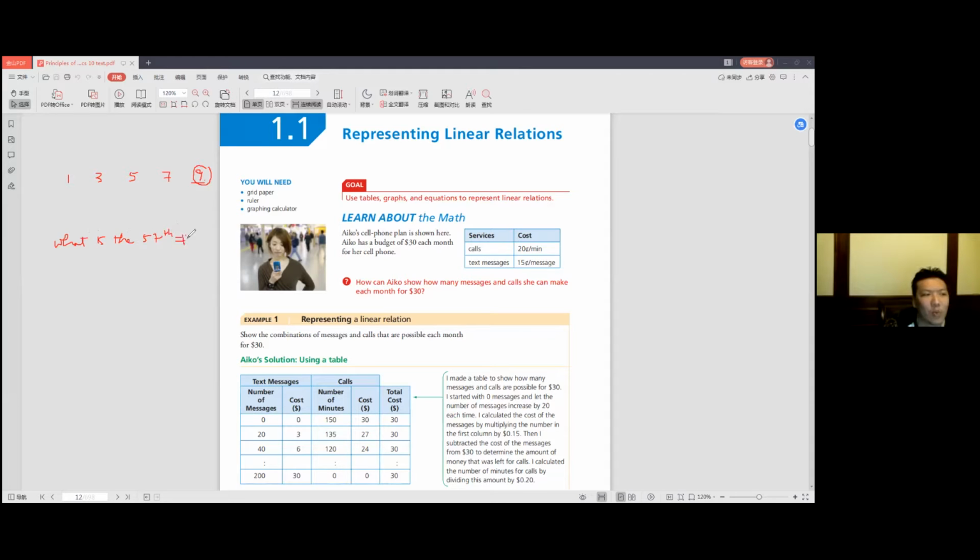Is there a good way that we can solve this algebraically instead of having to list out all the way to the 57th number? That'd be kind of annoying. What's my equation? You guys in school may have called it general term, or sometimes people call it linear equation.